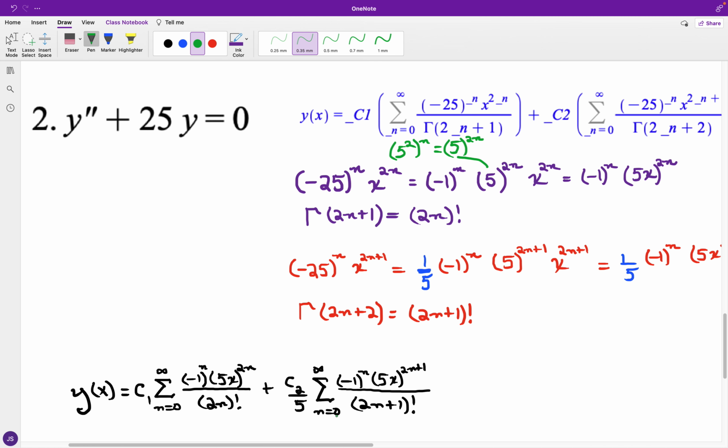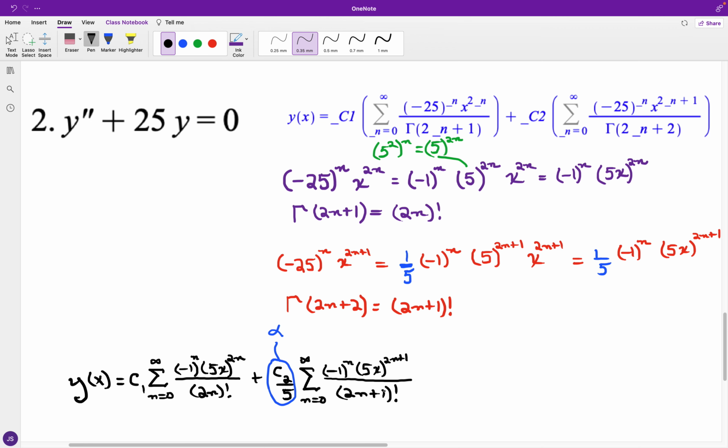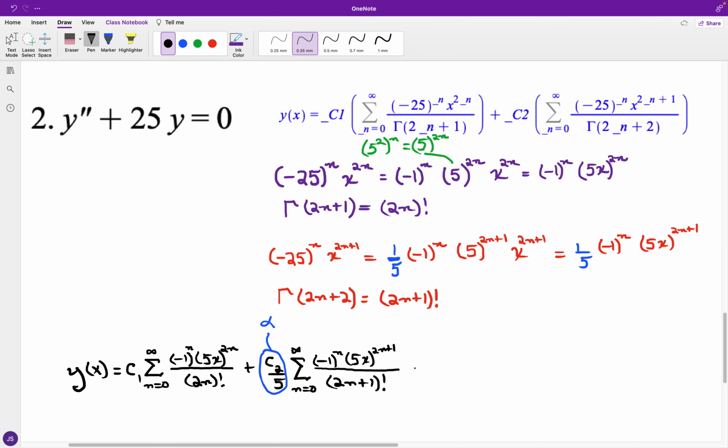And so for the power series representation, we have c sub 1 times the summation as n goes from 0 to infinity of negative 1 to the n times the quantity of 5x to the 2nth power all over 2n factorial, plus c sub 2 over 5. We have a constant over a constant, which is still a constant, so we can call this alpha, or we can leave it as c sub 2 over 5. And we have times the summation, again, of negative 1 to the n times the quantity of 5x to the 2n plus 1 power all over 2n plus 1 factorial.